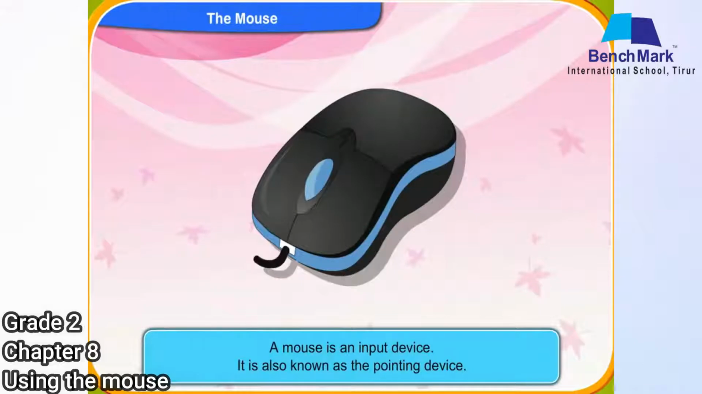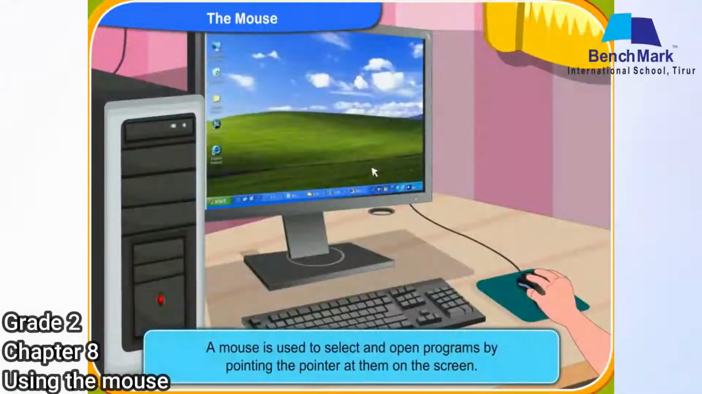Today we are going to learn about using the mouse. In last class we saw about using the keyboard, right? So today we are going to learn how to use the mouse. Okay, so what is a mouse? A mouse is an input device which is used to point at the things that are there on your computer screen.